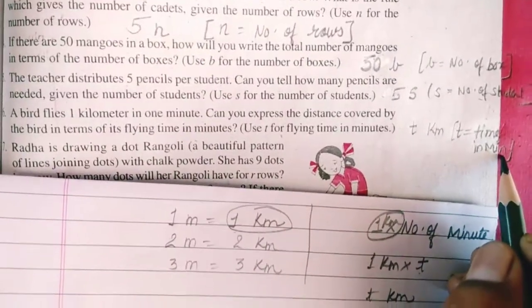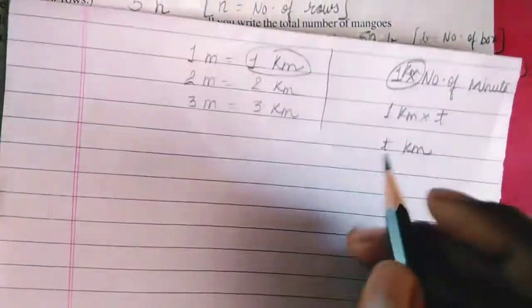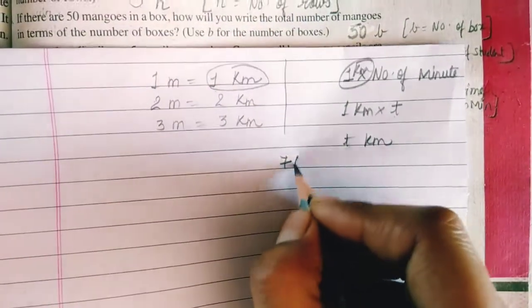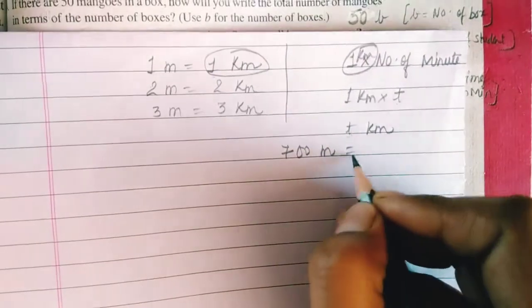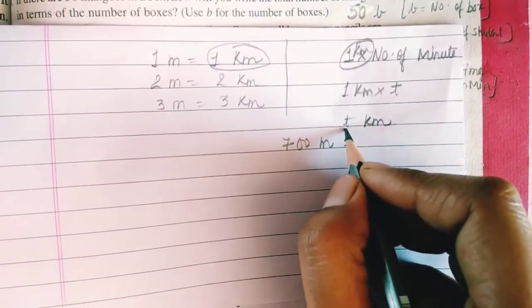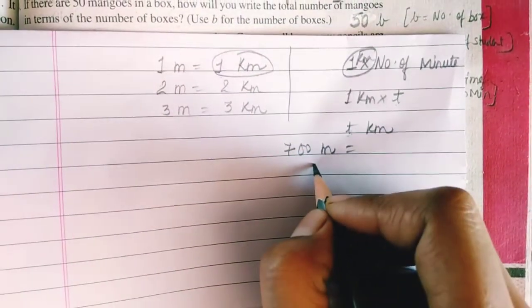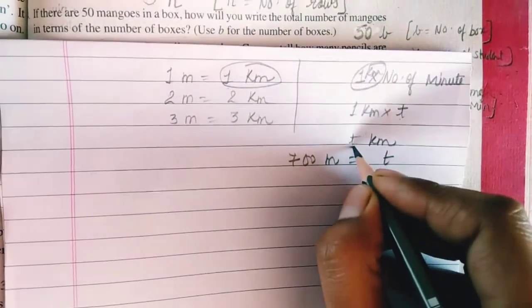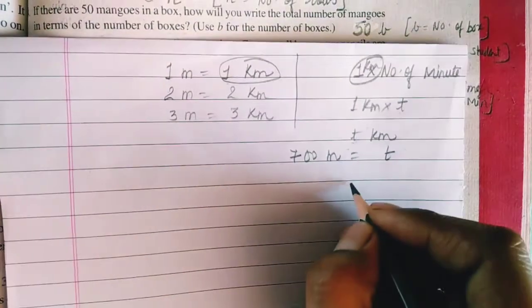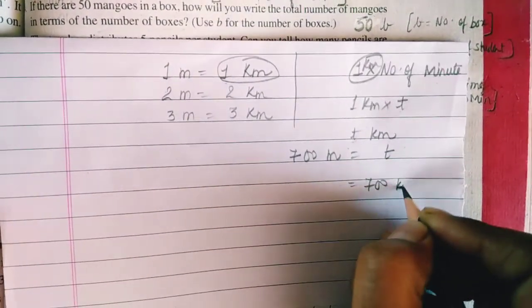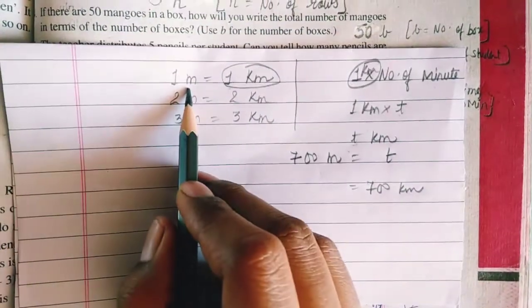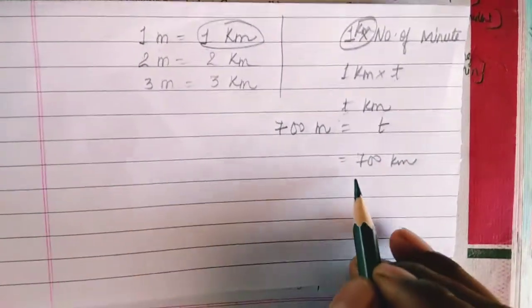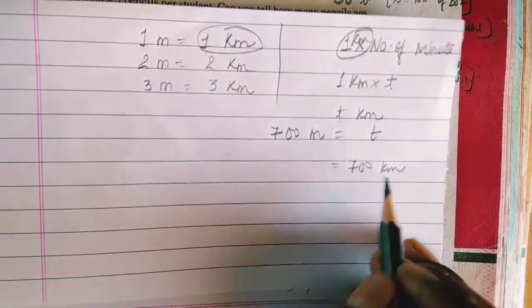Simply, if in the place of T, the bird travels for 700 minutes, T is the number of minutes. So in the place of T, what will we put? We will put 700. So 700 kilometers, because in 1 minute the bird can travel 1 kilometer, so in 700 minutes the bird can travel 700 kilometers.